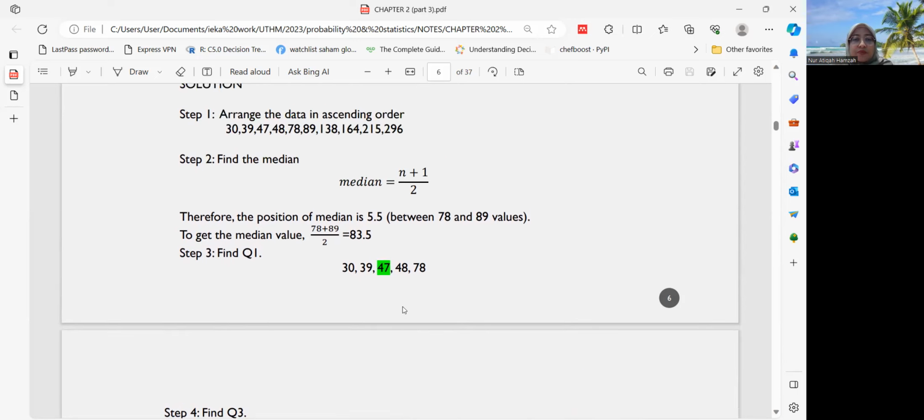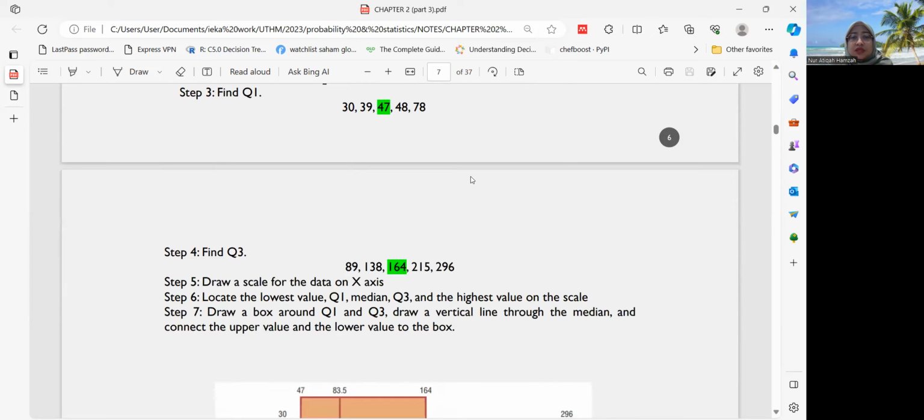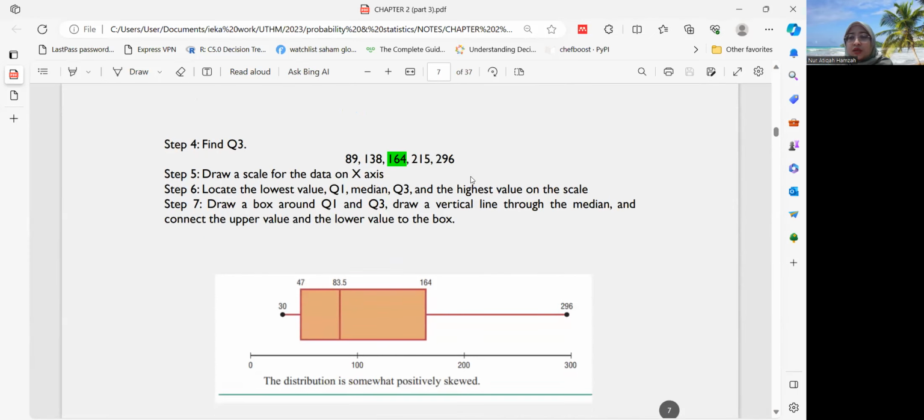So tadi dah dapat dah, median dah ada, Q1 dah ada, Q3 dah ada. So minimum kita dah tahu 30, maximum kita dah tahu 296. So bila dah ada 5 information tu, kita bolehlah construct kita punya box plot tadi.